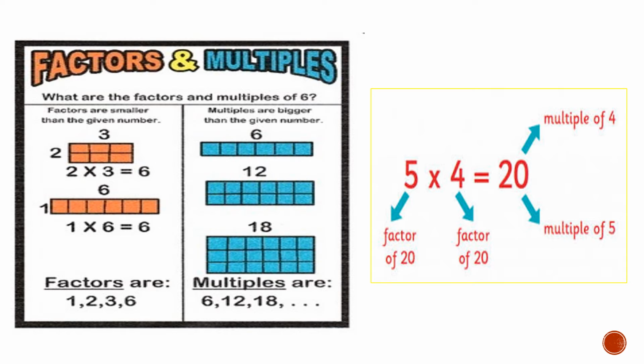So if you keep on multiplying with a non-zero number, you will get the multiples of 6, and multiples are infinite, whereas factors are finite in number.